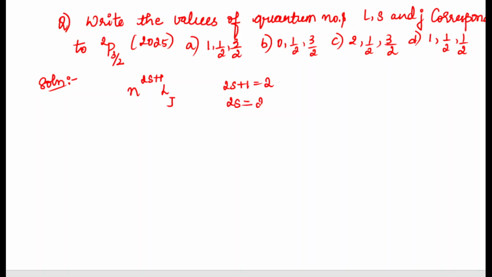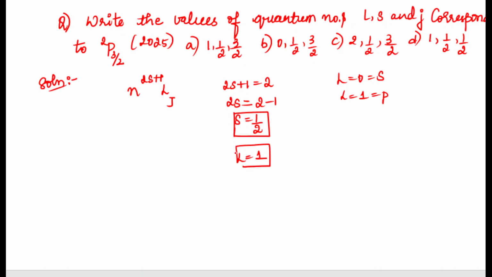So 2S plus 1 is equal to 2, so 2S is equal to 2 minus 1, and S is equal to 1 by 2. We got the value of S as 1 by 2. And L: if L is equal to 0, that means it is an S shell. L equal to 1 means it is P. So what is the value of L here? L is equal to 1, because in the question they have given it to be P.